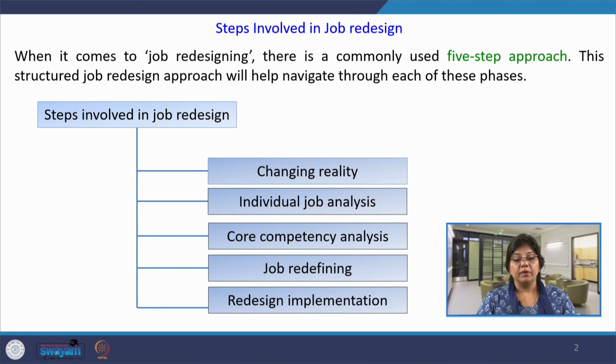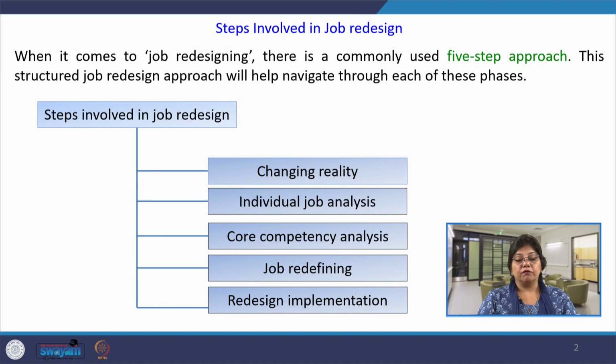The process of job redesign involves 5 steps. The first is changing reality, then individual job analysis, core competency analysis, job redefining, and redesign implementation. Now, in all the 5 steps, every time there is a change, every time there is an alteration, every time there is some modification either in the job components or in an individual employee. Why changes in the job components or an individual employee? Because the aim is to find the best fit and reach the maximum goals.